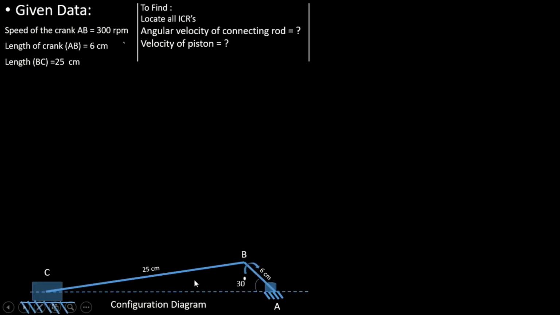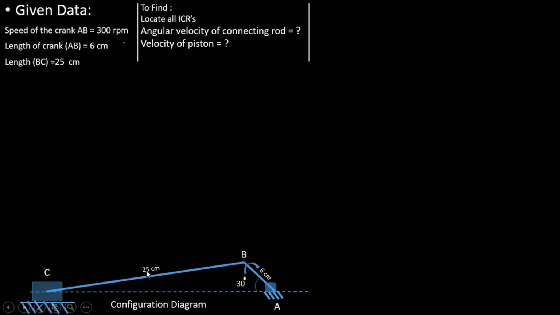After this, the very important step we have to perform is we have to draw the configuration diagram for the given problem. Here we are provided with the slider crank mechanism and the dimension of the crank, connecting rod and the position of the crank with respect to the inner dead center is mentioned. So accordingly we have drawn this configuration diagram. Crank AB length is 6 cm, its angle from the inner dead center is 30°. Then the length of connecting rod is 25 centimeter.